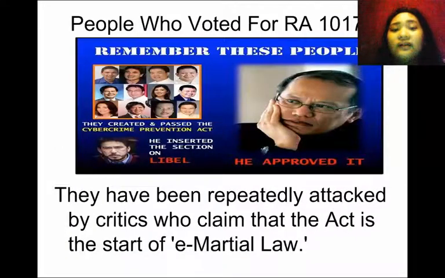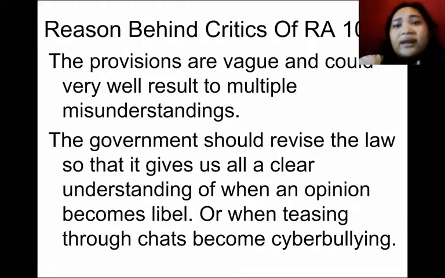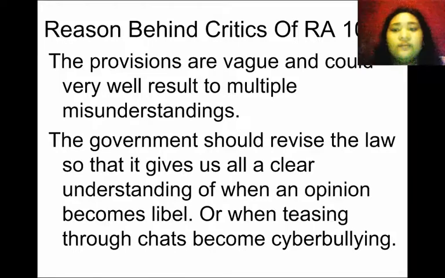The people who agreed and rooted for the RA have been repeatedly attacked by critics who claim that the anti-cybercrime law of the Philippines is simply a gateway for an online martial law. Now, the reason behind the critics is that the provisions are vague such that one will have a hard time knowing when teasing becomes cyberbullying, when speaking an opinion becomes libel.